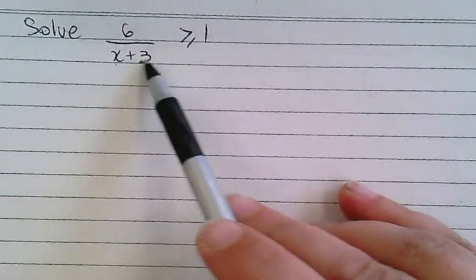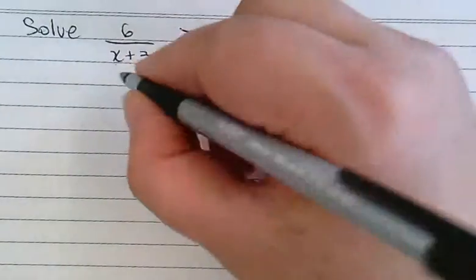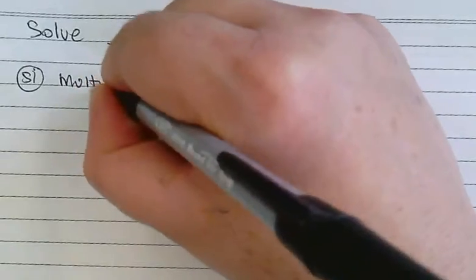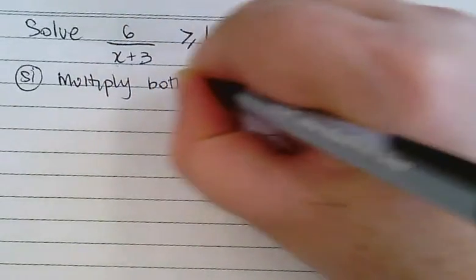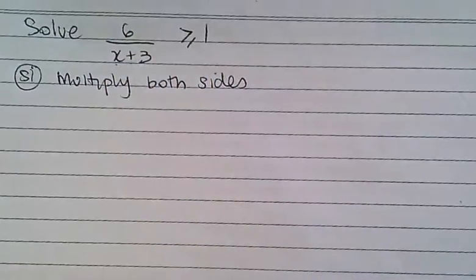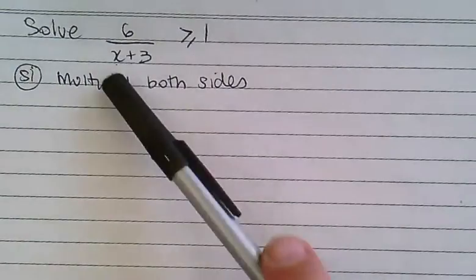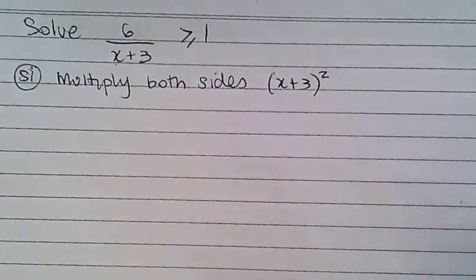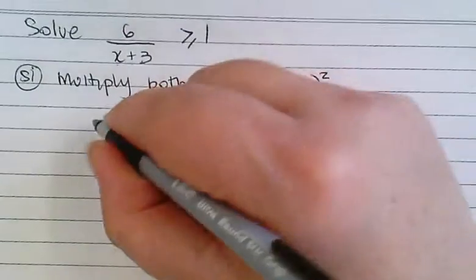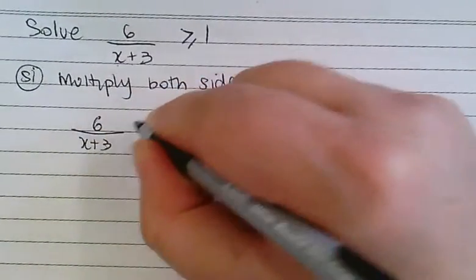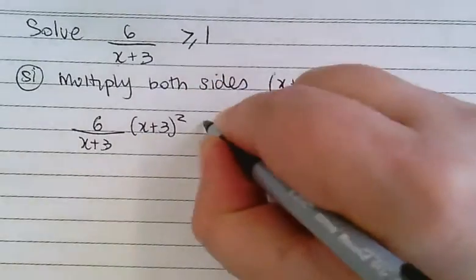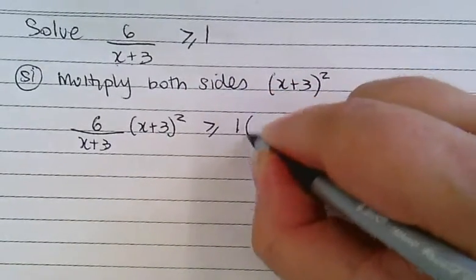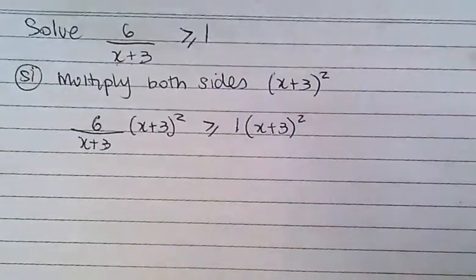I don't know if this is going to be positive or negative on the denominator, but what I'm going to do, step 1, is to multiply both sides by the square of the denominator. This is only for x in the denominator. We've got x plus 3 in the denominator, so multiply both sides by x plus 3 squared. So, I've got 6 over x plus 3 times x plus 3 squared is greater than or equal to 1 times x plus 3 squared.